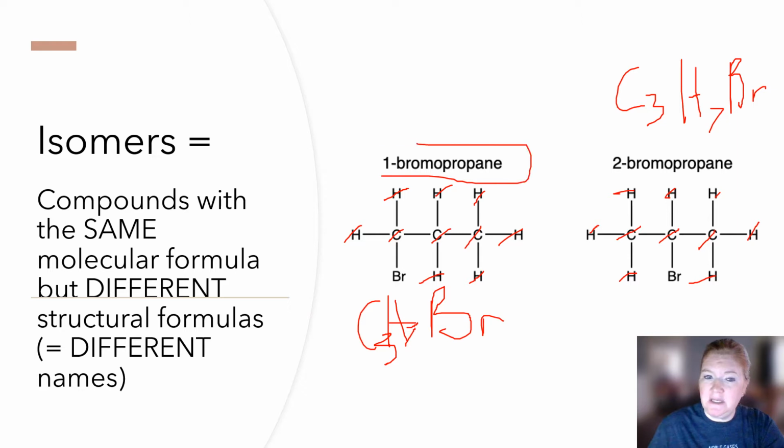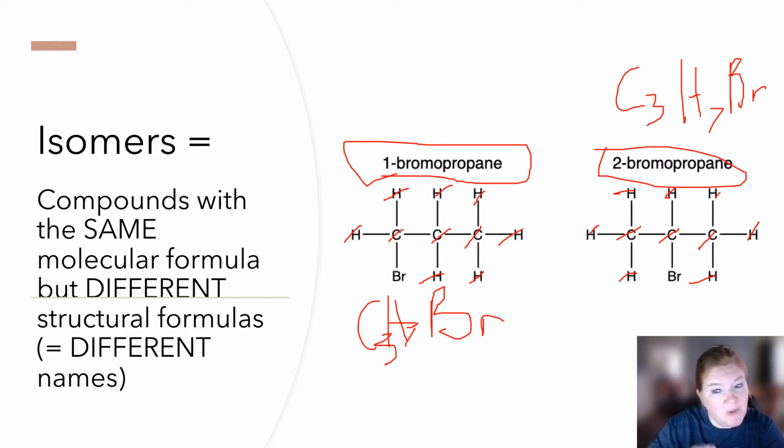But do you see this? 1-bromopropane, 2-bromopropane. So the address is different. That means a different name. If you have a house at 112 and a house at 114, they're not the same house because they have different addresses. So if the name has a different address, it is a different structural formula.